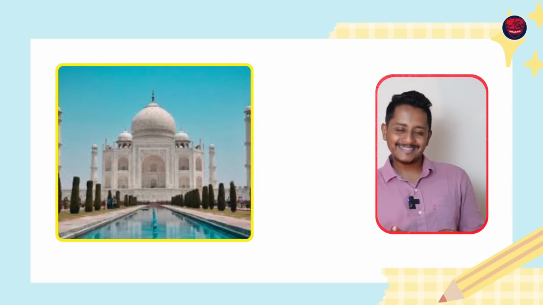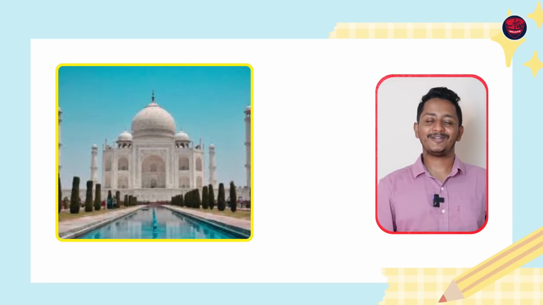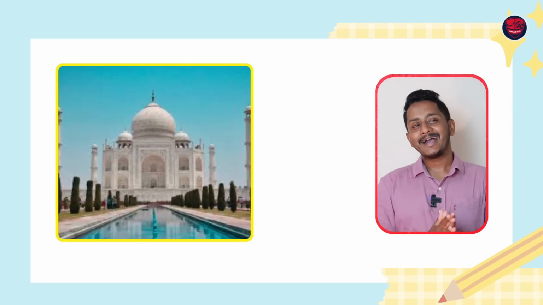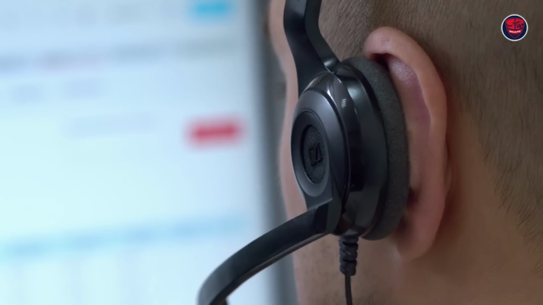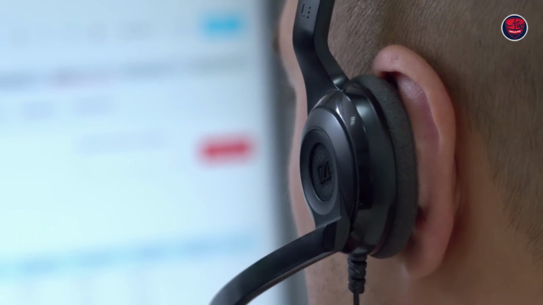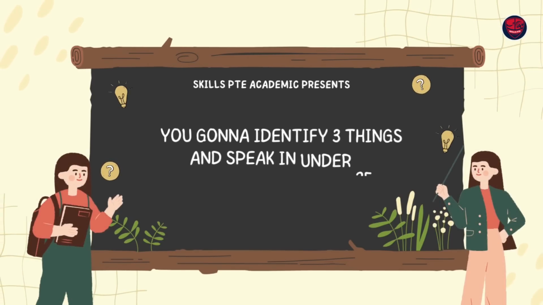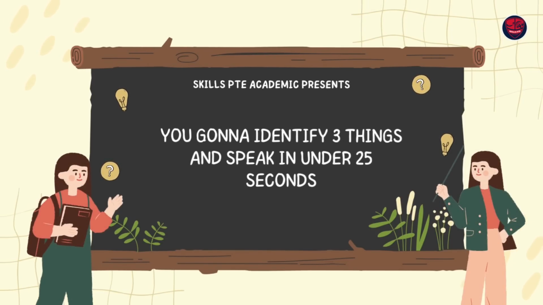Getting it? If you're prepared, then trust me, you will not fumble. Soon I'll show you how I end up speaking, but this is very, very important. Take random images and start doing this mathematics for the first 25 seconds. You're going to identify 3 things and start speaking them under 25 seconds. Try this on day 2.